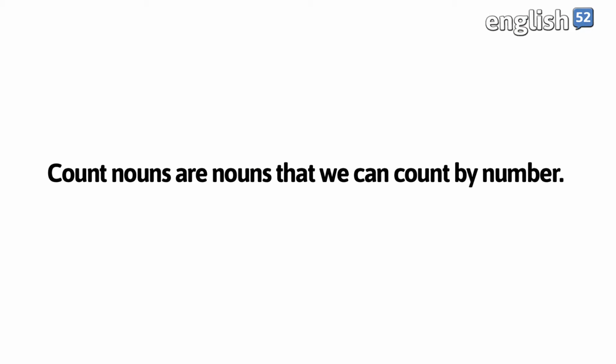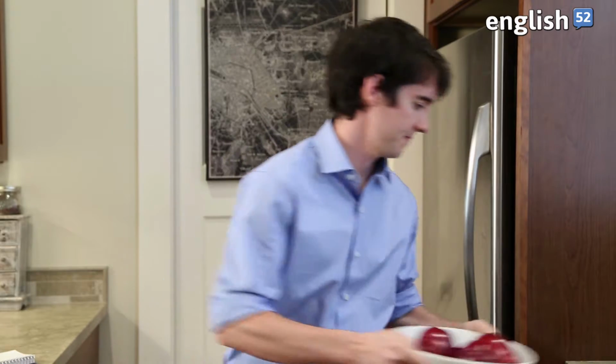In English, we have 2 types of nouns: count nouns and non-count nouns. Count nouns are nouns that we can count by number. I have a tomato. I have 3 apples. I have 8 students in my class. Tomato, apples, and students are all count nouns.